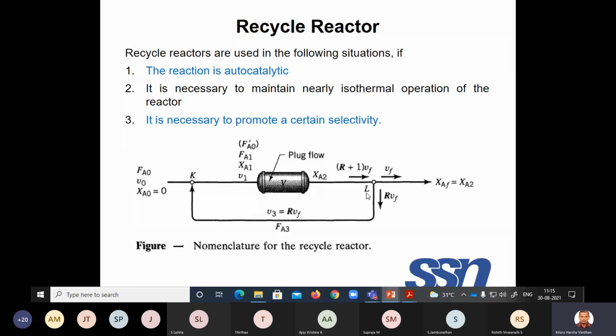Initially, there is no recycle, right? As it goes on, the recycle stream will be increased. So initially, let this be the inlet. There is no recycle stream. Fa naught is the molar flow rate, V naught is the volumetric flow rate, and Xa naught is the conversion. Initially, A is giving you R.